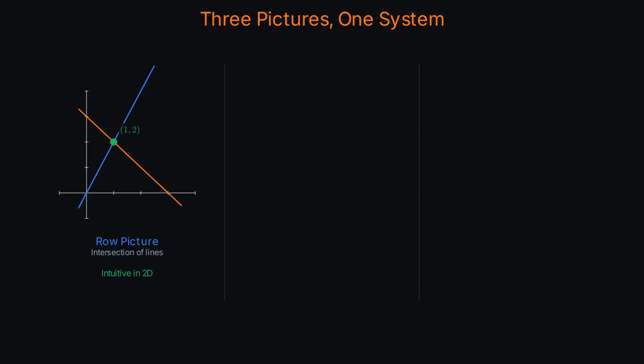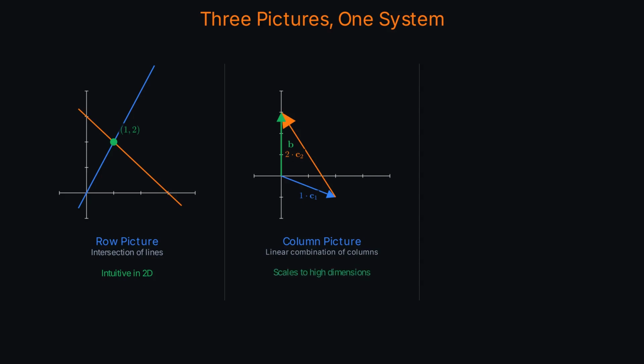3 pictures, 1 system. First, the row picture. Each equation is a line and the solution is where the lines intersect. This is intuitive in 2 dimensions. Second, the column picture. The solution tells us how to combine column vectors to reach the target vector b. This perspective scales to any dimension. You're always just combining vectors.